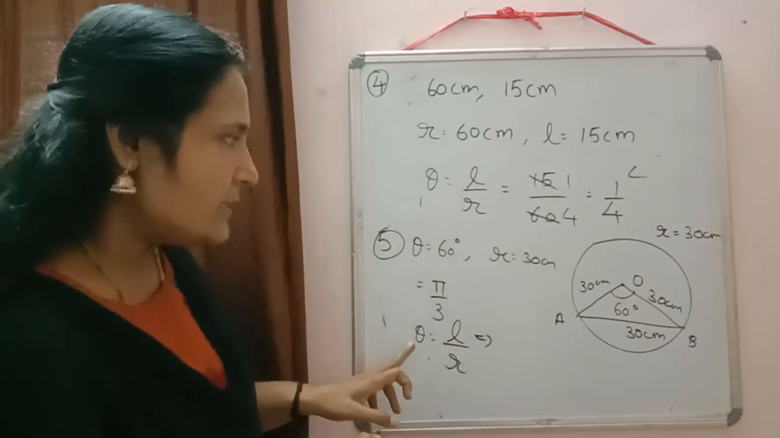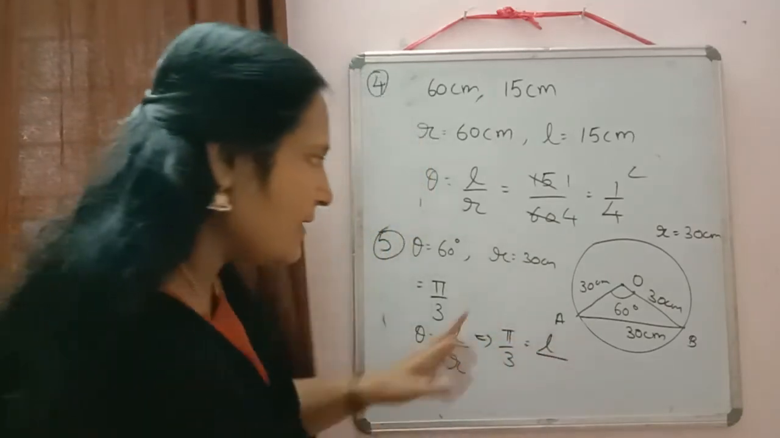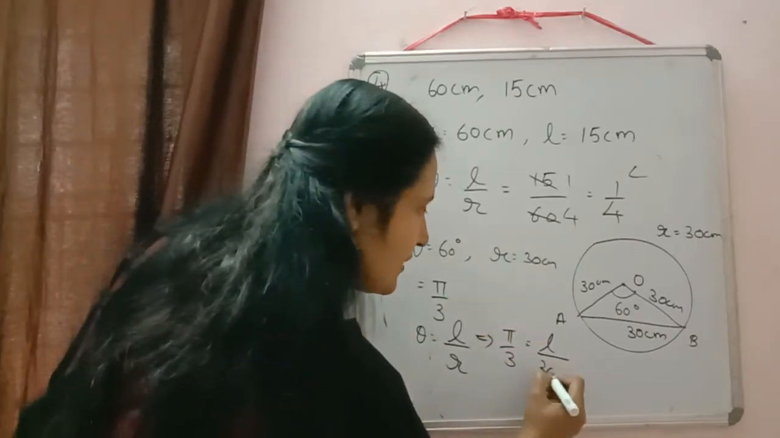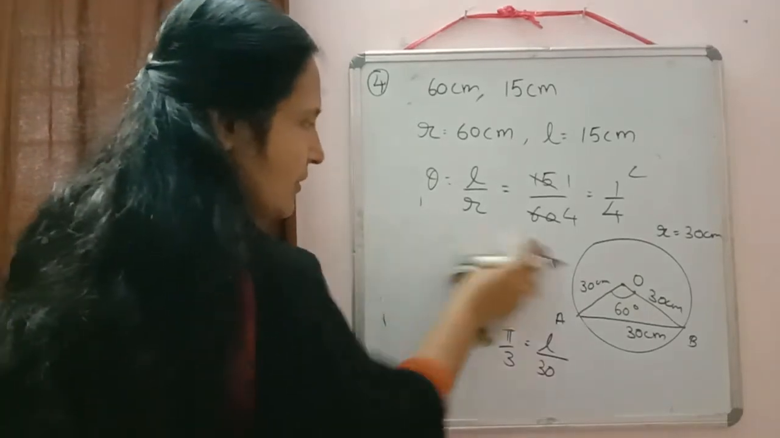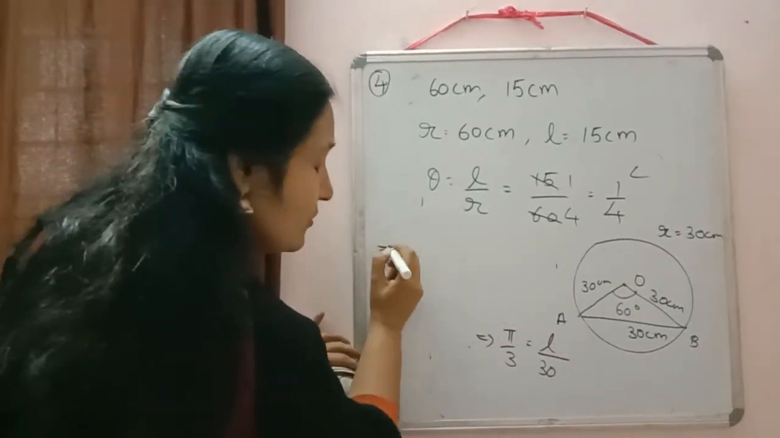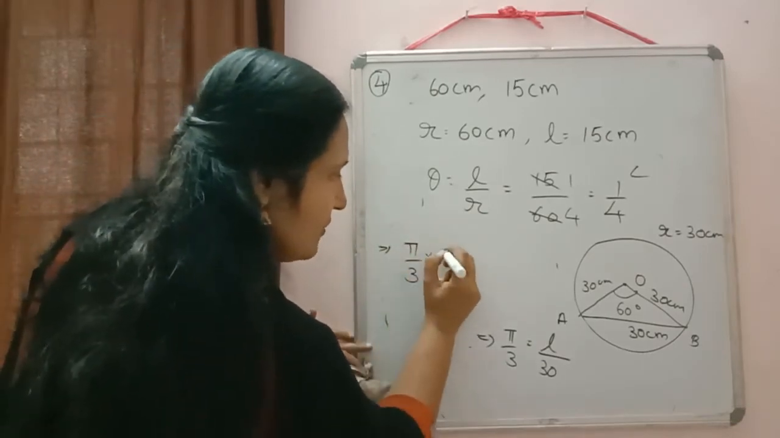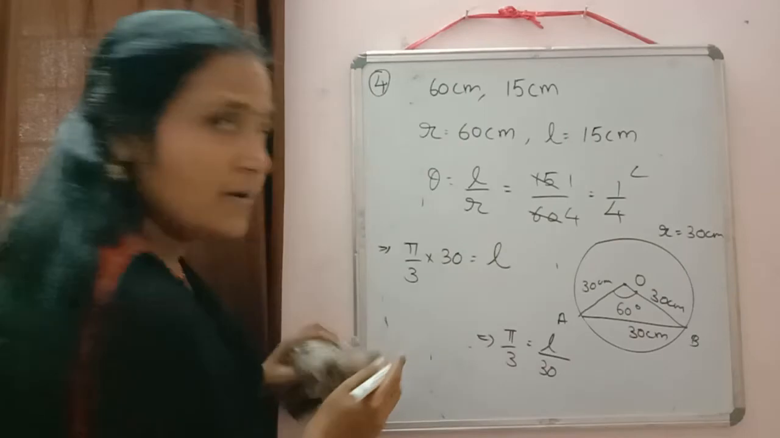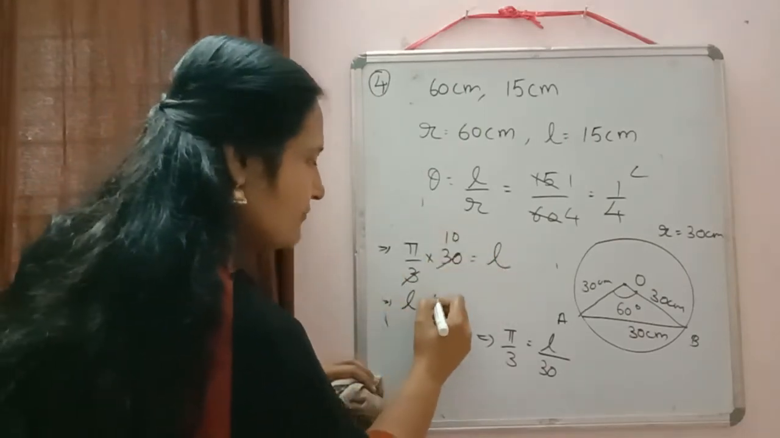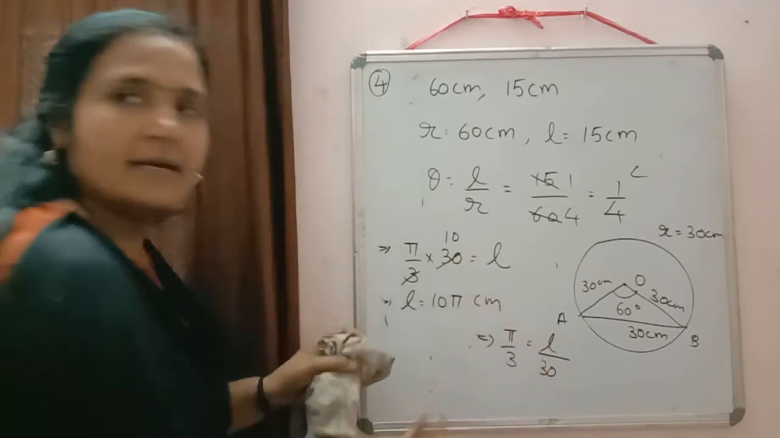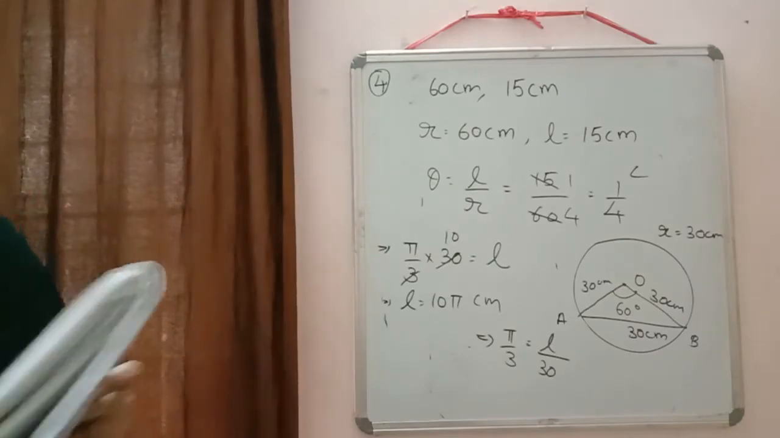So now the formula is theta is equal to L by R. Substitute the value. Theta how much? Pi by 3 is equal to L by radius. How much is the radius? 30. So now shift 30 to the left hand side. It will be pi by 3 into 30 is equal to L. These two we can cancel. So the answer is, the length of the arc is 10 pi centimeter. Clear? Okay.